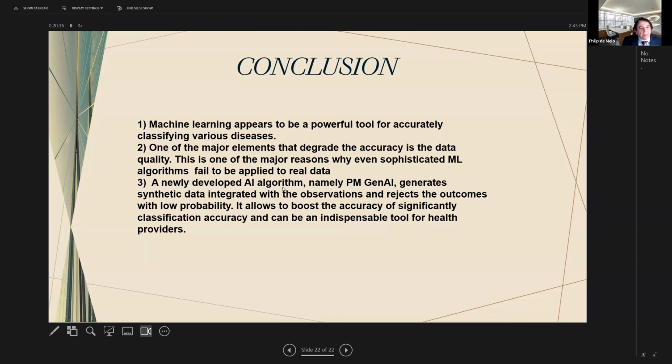So a newly developed artificial intelligence algorithm, namely PM Gen AI, generates synthetic data integrated with observations and rejects the outcomes with low probability. It allows us to significantly boost classification accuracy and can be an indispensable tool for health providers.